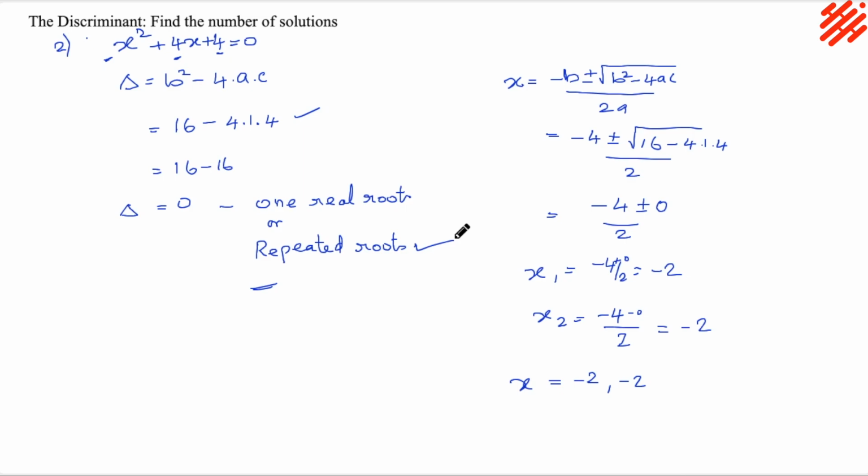Clear? So this is how we need to find the discriminant to identify how many roots it has, and then use this formula, minus b plus or minus root of b square minus 4ac, to find the roots. Right? Understood?